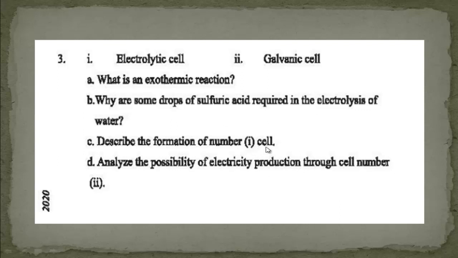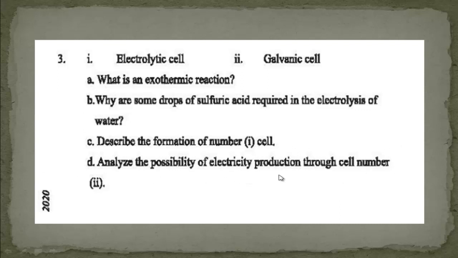Now describe the formation of cell number 1, that means the electrolytic cell. So how can you form an electrolytic cell? For this you first need an electrolytic cell, that means a pot which acts as the electrolytic cell. Then you have to use an electrolyte, then you have to set 2 electrodes which are connected with a battery by using electric wire. Like this way you have to form an electrolytic cell. Then you have to draw the figure and explain.